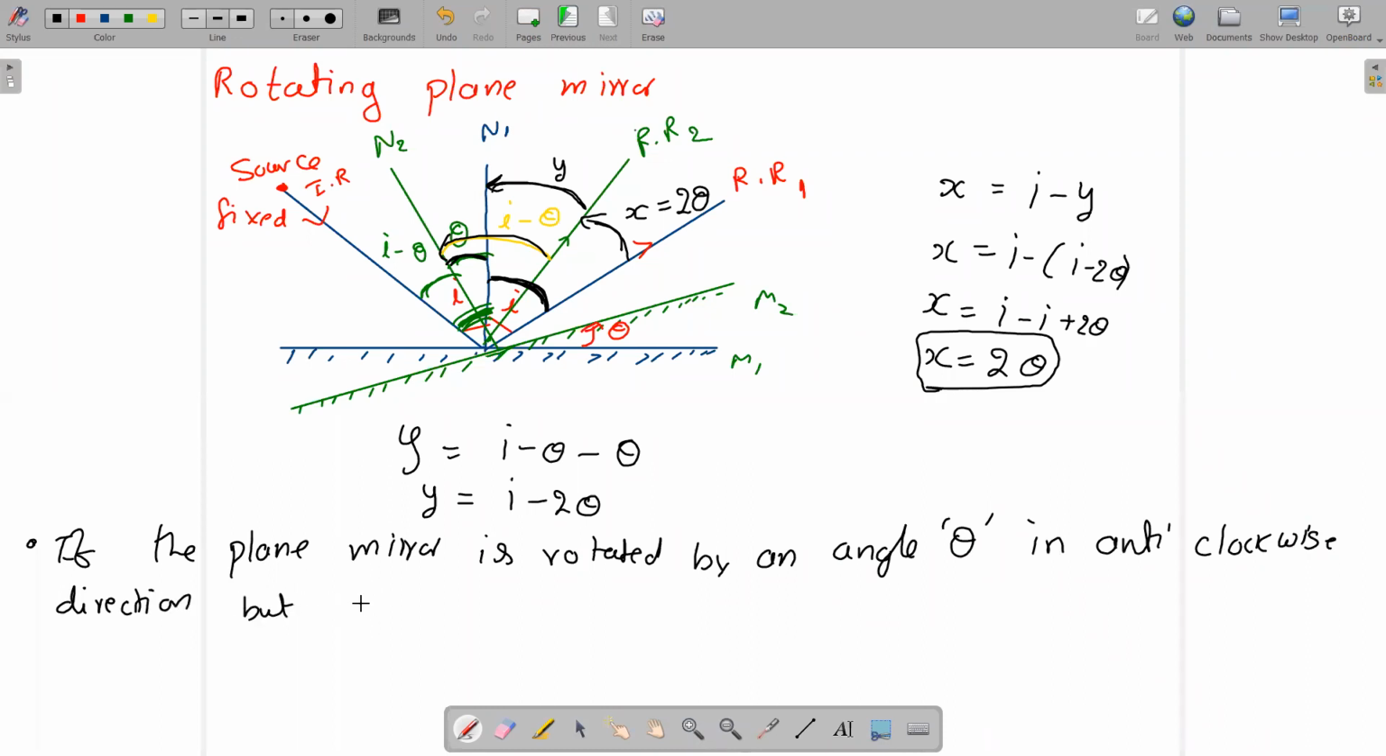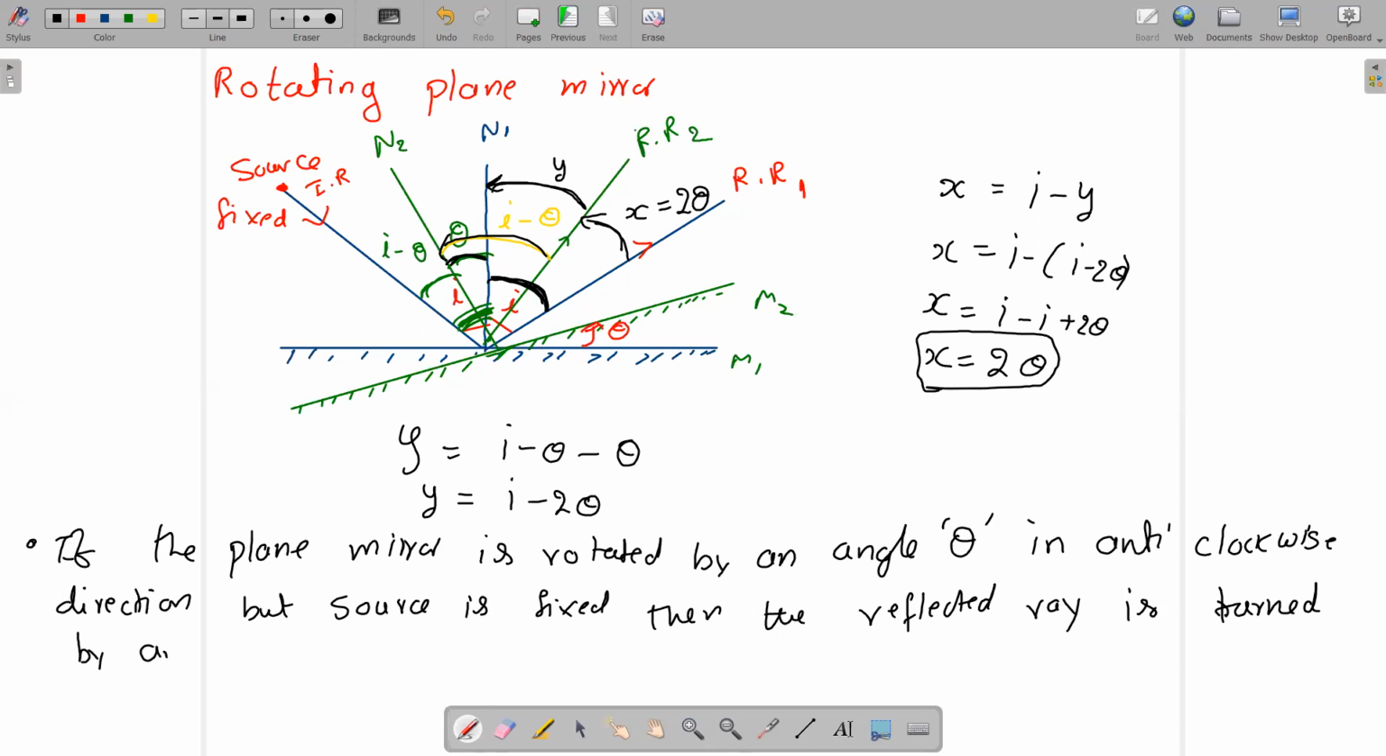but the source is kept constant, source meaning the incident light, the source is fixed, then the reflected ray is turned. The reflected ray will turn by an angle 2 theta, in the anti-clockwise direction.